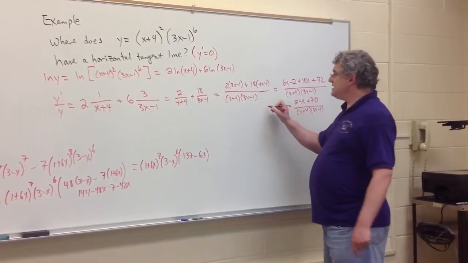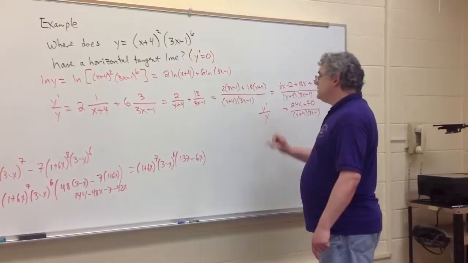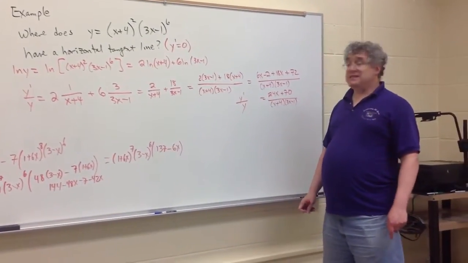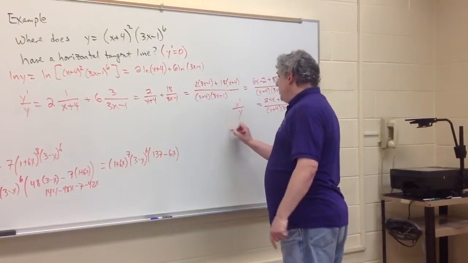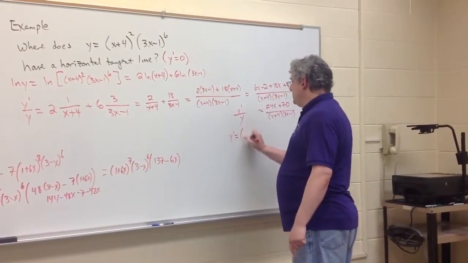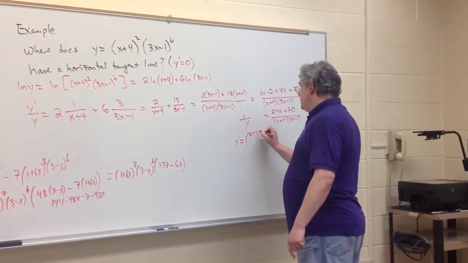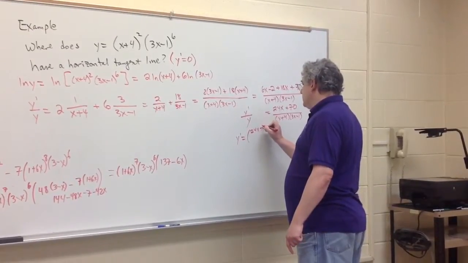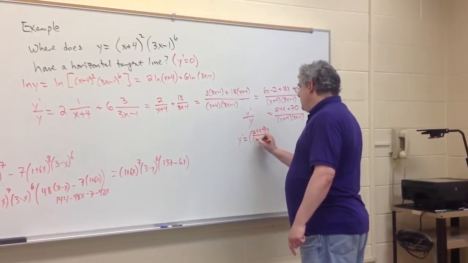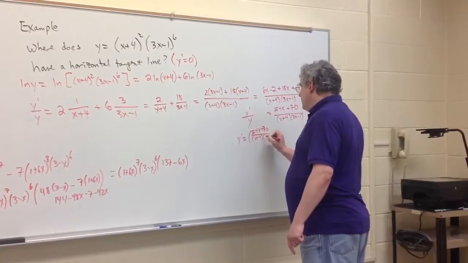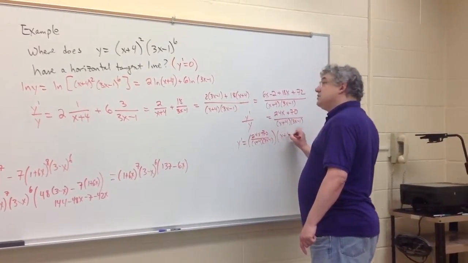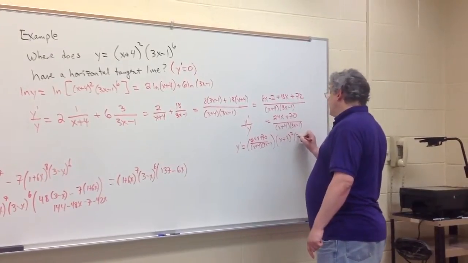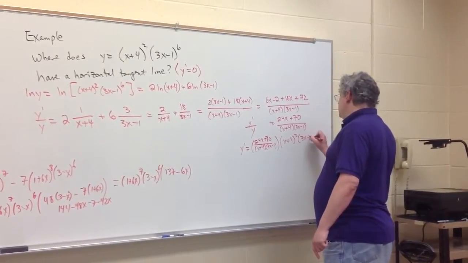Just to refresh your memory, that's what y prime over y is. I want y prime by itself. So multiply by y, which is that. I'm going to get y prime equals 24x plus 70 over (x plus 4)(3x minus 1), times, there's an (x plus 4) squared, there's a (3x minus 1) to the 6th.